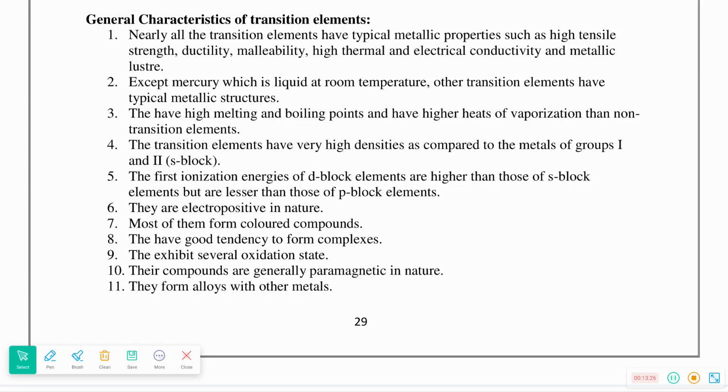The second property is that except mercury, which is liquid at room temperature, other transition elements have typical metallic structures. Only one transition metal is liquid in nature. What is that? Mercury. All others are solid. Then they have a high melting point and boiling point. These are the general characteristics of transition metals. They have a high melting point and boiling point, and they have a higher heat of vaporization.